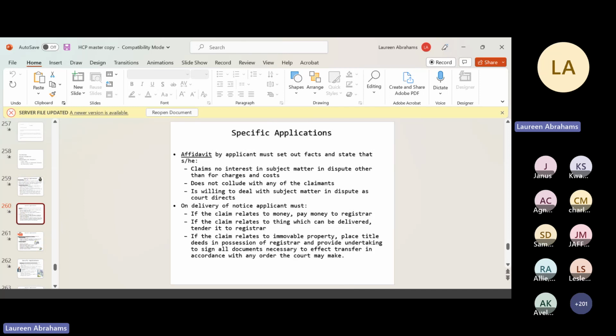I don't think that is what you meant when you say interpleader with exceptions and that, because this is something totally different. Any questions? None.